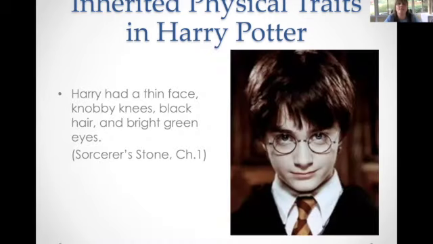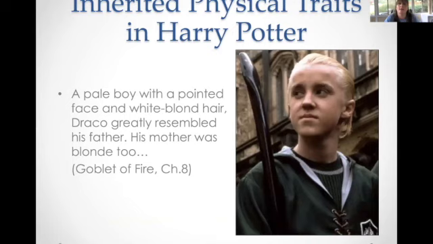Harry had a thin face, knobby knees, black hair, and bright green eyes. For him, we're going to be looking at the hair and the eyes. Mostly the eyes is what we're looking at for Harry. A pale boy with a pointed face and white blonde hair. Draco greatly resembled his father. His mother was blonde too. Clearly, we're going for the blonde hair for Draco.